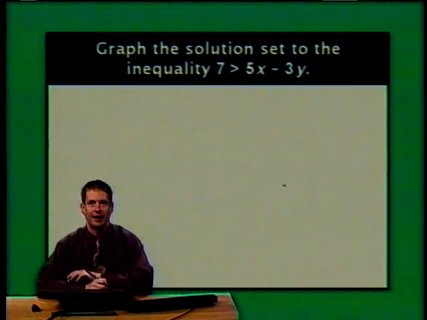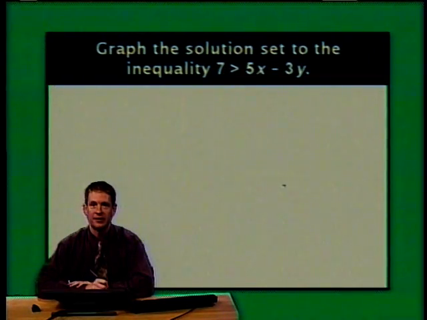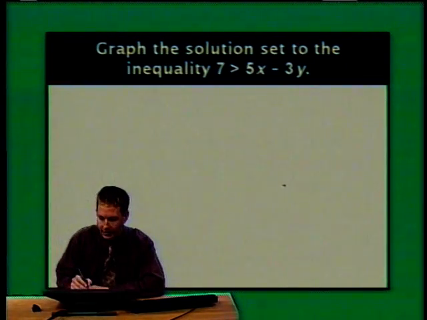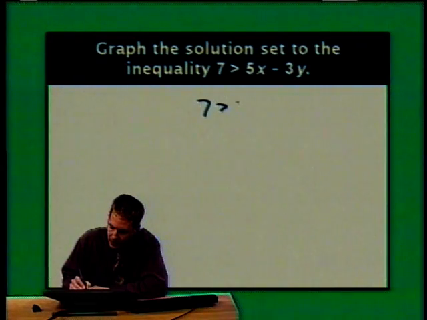Let's see another example. Let's graph the solution set to the inequality 7 is greater than 5x minus 3y. I want to isolate y, and I want to isolate y on the left side of the inequality. So we have 7 is greater than 5x minus 3y.